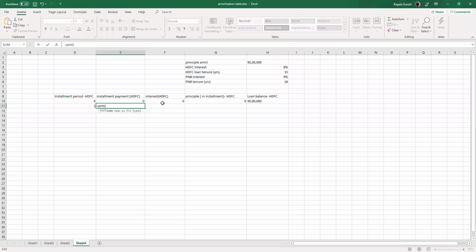Suresh, for installment period, like 2 periods, we have to skip, right? Correct. See, we have to calculate the installment, but the amount from the company side we will ignore. We need to write one more column.